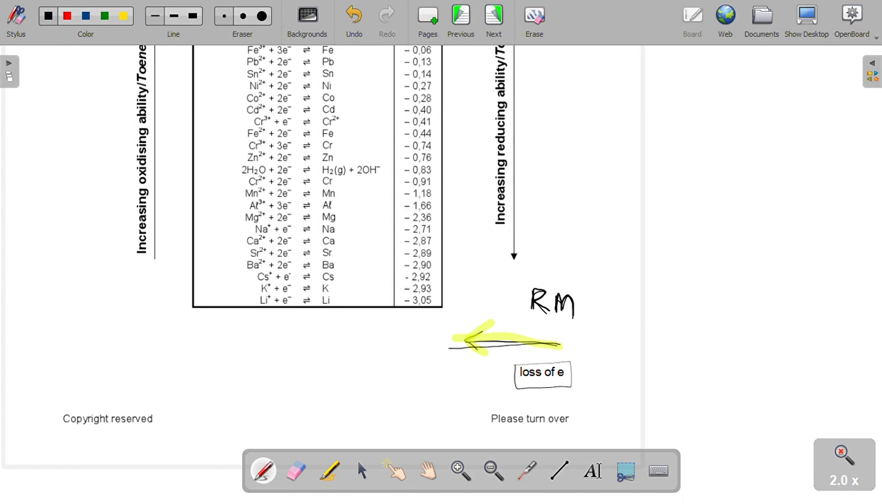That is the one that loses electrons and that reaction takes place from right to left. So if you can identify one of the reactions, then you at least know where to go looking for the other one.